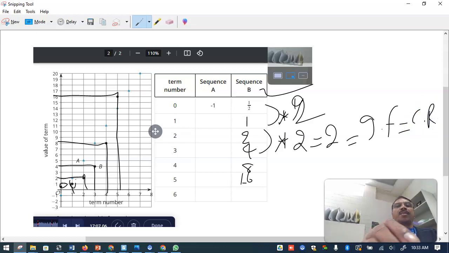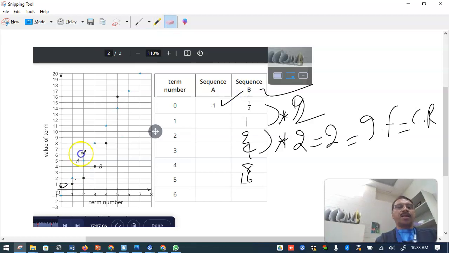The next one is the blue color. It starts with -1. So let me take this off. I'm just making last 1 minute. Yeah, just make it quickly.